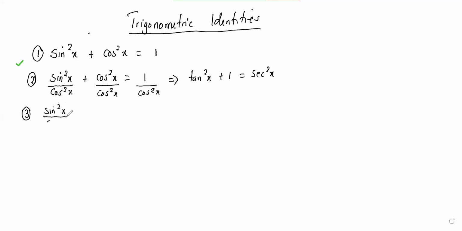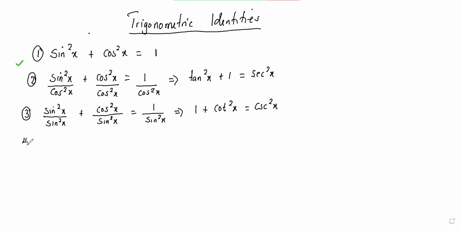Again, the very guy, if I divide it by sine, I would get 1 plus cot squared x equal to cosec squared x. We get those. So these 3 identities, they help us a lot. So many of them.